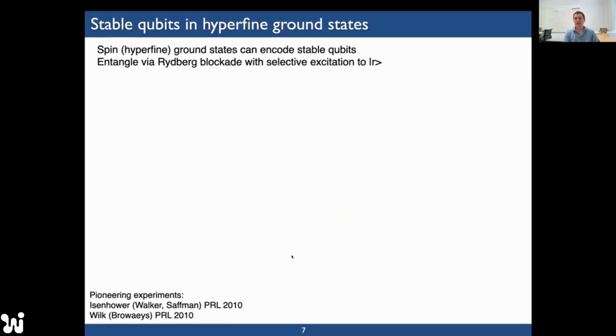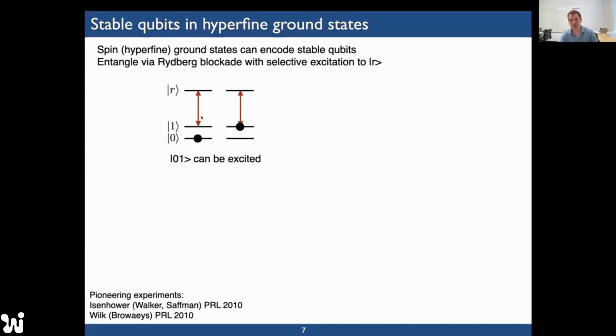And then the last ingredient is that, on that last slide, I showed you a two-level atom that has a ground state and a Rydberg state. But if you really would like to encode a qubit for a long time, you'd like to actually use multiple ground states that are stable, that might correspond to different configurations of the electron or the nuclear spin. And you can also use qubits like that and entangle them through the Rydberg state if you have the ability to selectively excite only one of the two qubit states to the Rydberg state, which you can get by just tuning your laser to a particular frequency. So you can only excite one of them.